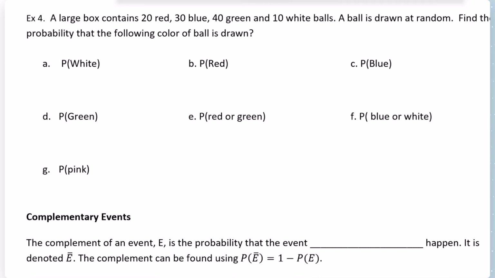A large box contains 20 red, 30 blue, 40 green, and 10 white balls. A ball is drawn at random. Find the probability that the following color of ball is drawn.